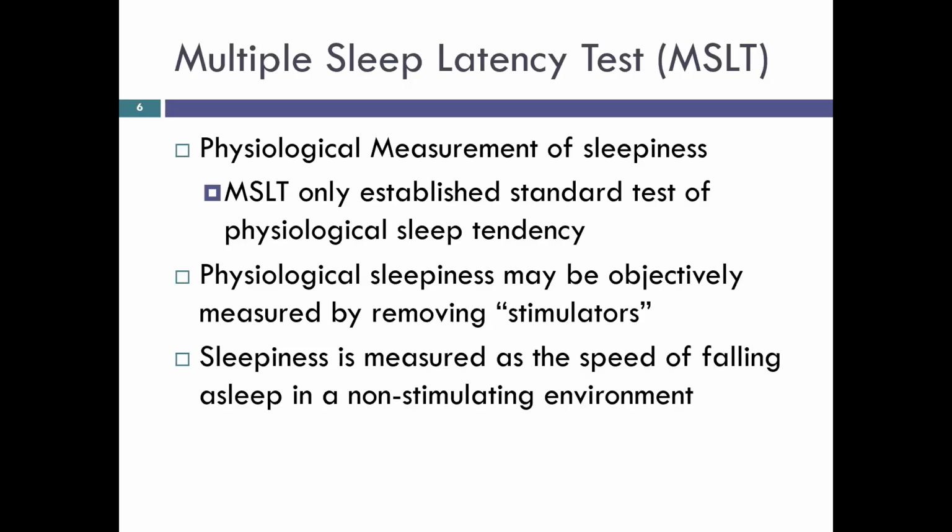So essentially, how the test is run is we remove things that could potentially keep the person awake. Anything that could be a stimulator, we put them in a very sleep inducing environment. It's a cool, dark room, no TVs, nothing to keep them awake. And repeatedly, 5 times throughout the day, we tell them, okay, don't fight the urge to sleep, meaning try to fall asleep. And how we measure their sleepiness is by how quickly they fall asleep over the course of the 5 naps. And we're really looking at the average.